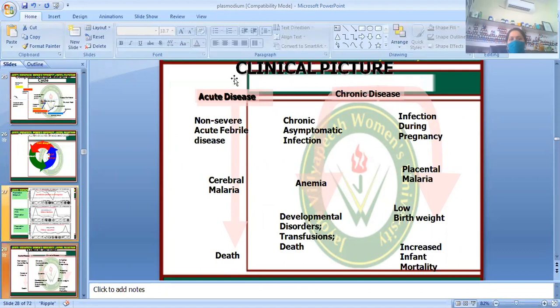In the clinical picture, there are two types of disease. One is the acute disease and second is the chronic disease. In acute disease, non-severe acute febrile disease, it causes cerebral malaria, and sometimes it will lead to death. But in chronic disease, some of the patients have chronic asymptomatic infection, which causes anemia, and there can be a developmental disorder, transfusion and death. But if there is an infection during pregnancy, there is a placental malaria. Then after there is a low birth weight baby and increased infant mortality rate.